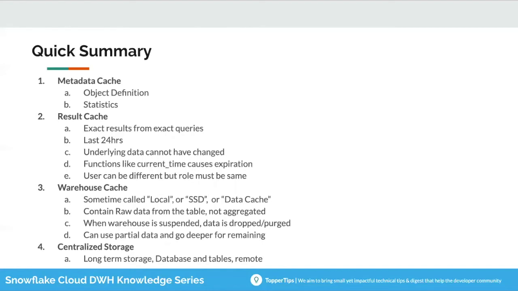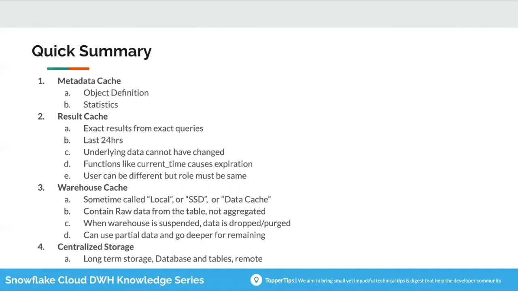So metadata cache, which is having the object definition and the statistics about all the table. How many records are there, min max of each partition, where the null counts and everything. All those detail will be fetched from the metadata cache, does not need warehouse. Result cache also does not need warehouse. However, it has certain conditions.